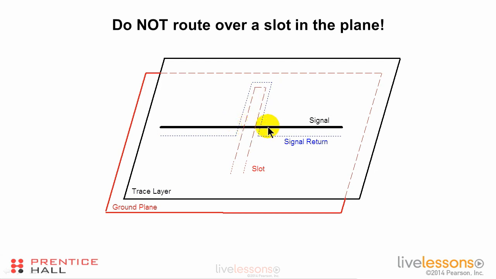We have lost control of the relationship between the parameters, the width of the trace, the height above the plane. All of a sudden, this return signal is not underneath the trace anymore, and the relative dielectric material. So we've lost one of those, and that is the height of the trace above the return signal on the plane. Don't do this.